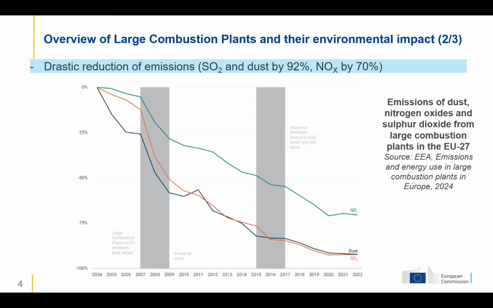2004, up to the year 2022, in an 18-year period, we have a very drastic decrease in sulfur dioxide and dust emissions by 92%, while during the same period, the emissions of nitrogen oxides were reduced by 70%. So we may consider that in the last 20 years, we have a very drastic reduction in the emissions of these three main pollutants coming from LCP installations in the European Union.